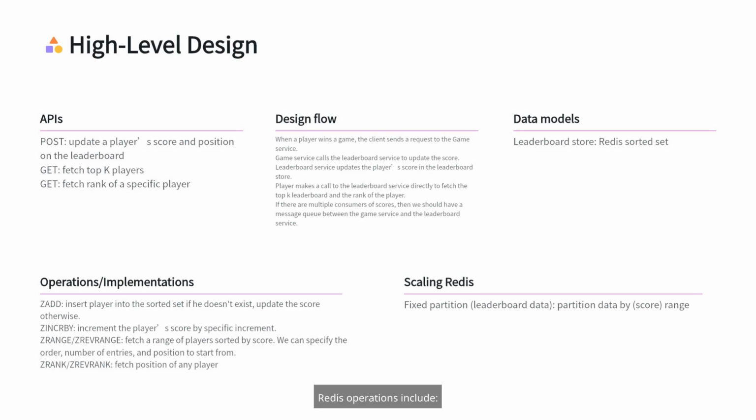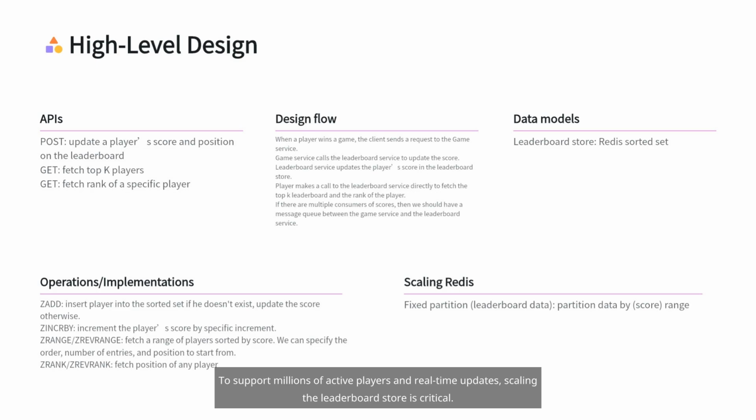Redis operations include ZADD, which inserts or updates a player's score. ZINCRBY increments a player's score by a delta. ZRANGE and ZREVRANGE fetch ranges of top or bottom players. ZRANK and ZREVRANK get the rank of a specific player.